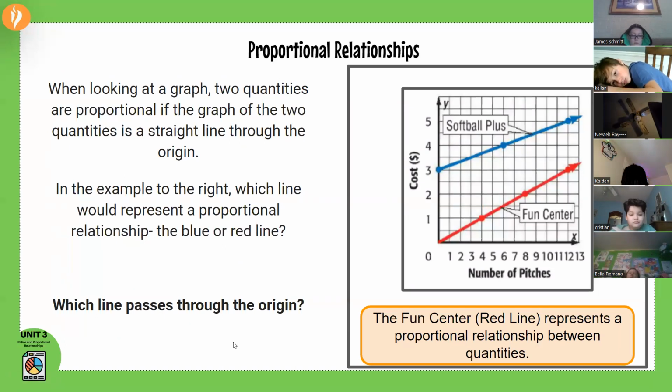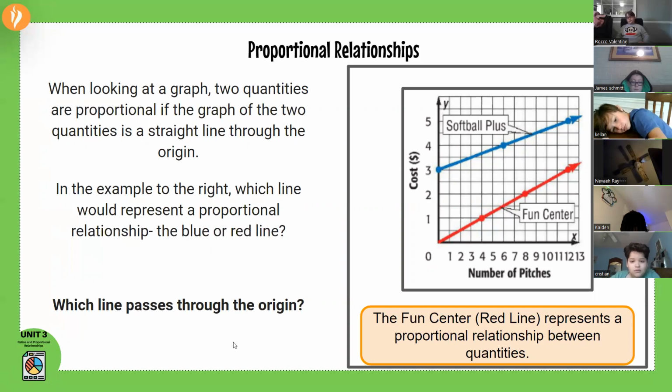All right, so we've looked at comparing 2 tables. Now we're going to look at comparing a graph to see if the graph represents proportional relationships. When looking at a graph, 2 quantities are proportional if 2 things happen. Number 1, it must have a straight line on it. Do you agree that both of our lines, the blue and the red one, are both straight?